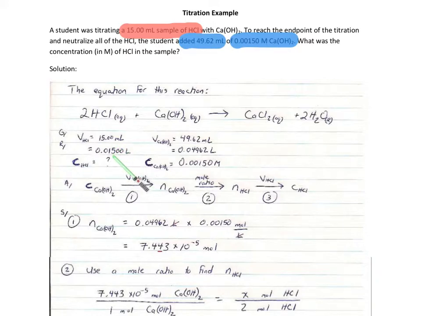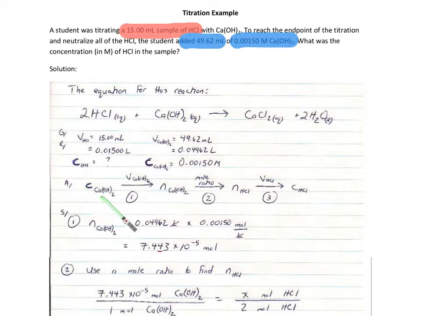So here I've recorded my given information and the thing I'm looking for, the hydrochloric acid, and I have my given information for the calcium hydroxide. Just note that the two values that are given in milliliters are converted to liters with the same number of significant digits being held.